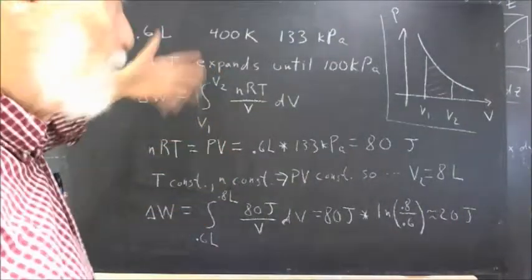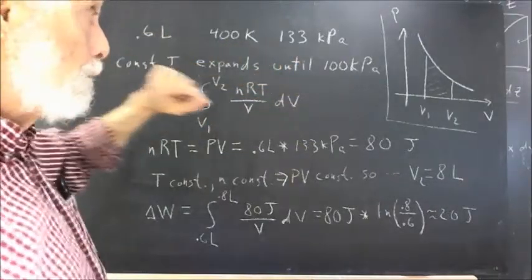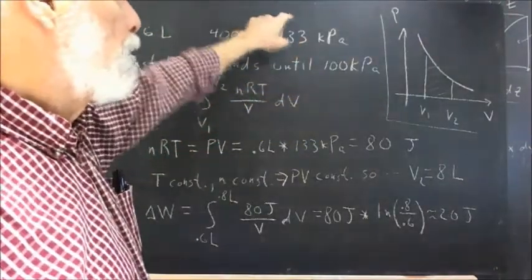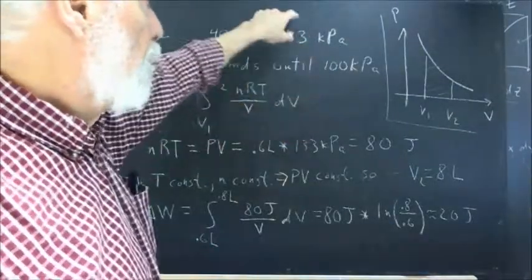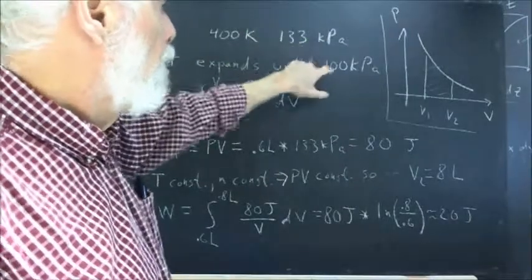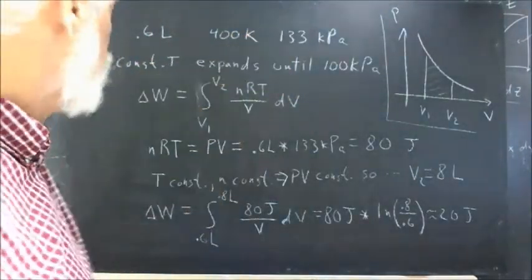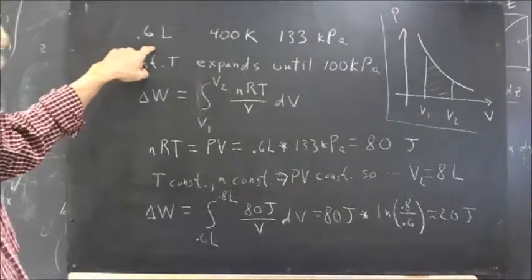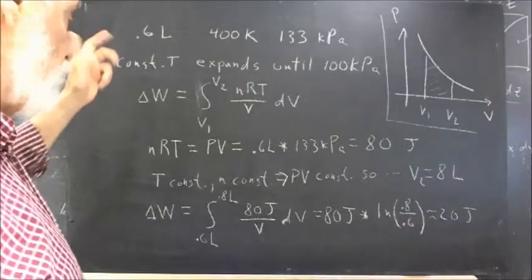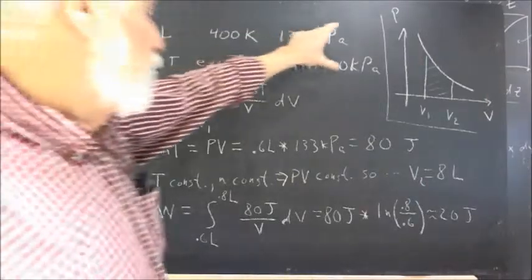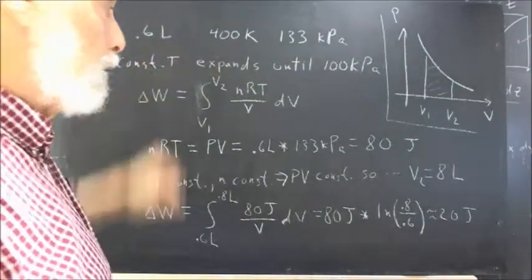Well, just immediately we can see that if everything else remains constant and only pressure and volume change, then the pressure is decreasing to 100 from 133. The ratio here is 4 to 3, this pressure being 3/4 of this pressure, very close to 3/4, which means that you're going to have 4/3 of the volume. You're going to expand to 0.8 liters. So we can immediately see that the volume is going to go from 0.6 to 0.8 liters.